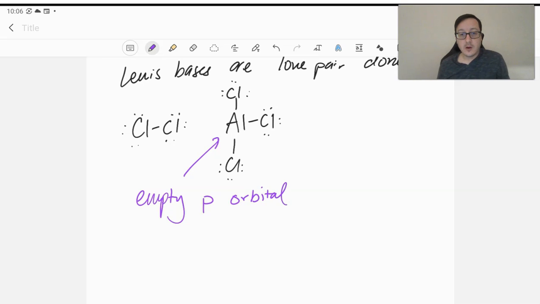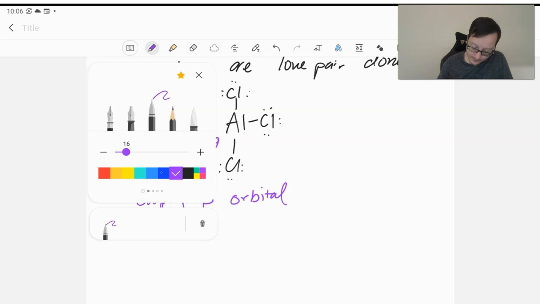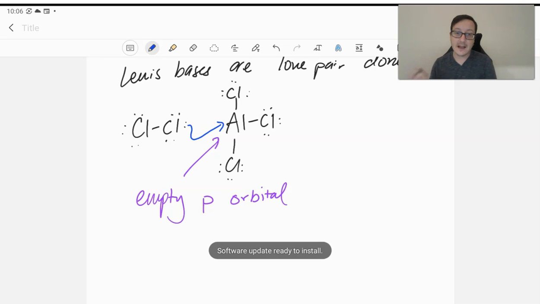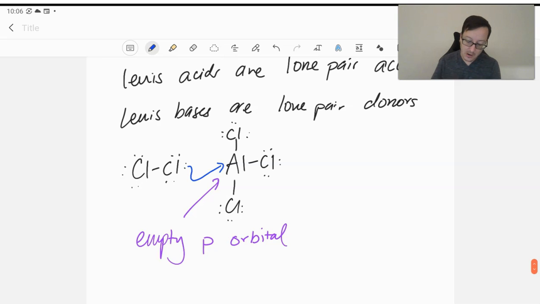So what can actually happen is one of these chlorine lone pairs can go and attack the aluminum. We say attack, that's just the way we describe it, but it's going to donate its electrons to the aluminum. The chlorine has a lot of electrons, a lot of lone pairs. The aluminum is missing an octet, so the chlorine can go ahead and bond with it. And this is an acid-base reaction in which our Lewis base is our Cl2, and our Lewis acid is our aluminum chloride.